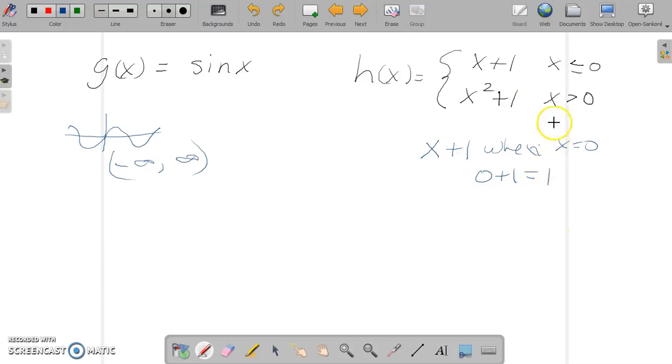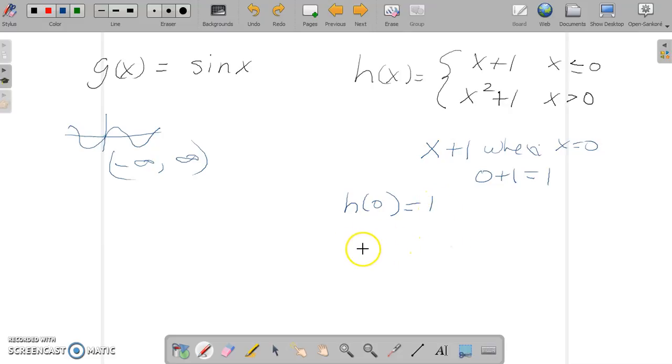When x is 0, basically, let me just rewrite this. H of 0 has to equal 1, okay? So we actually have a point at x of 0. Now in order for this to be continuous at 0, the limit coming from both directions has to exist, and that limit has to be 1.